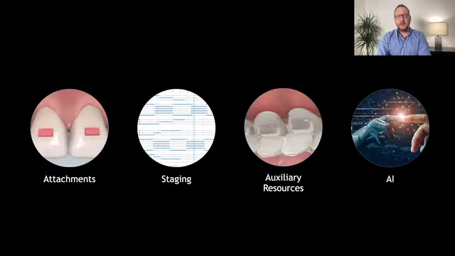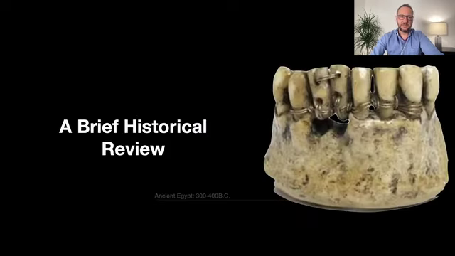So we have basically these 3 biomechanical features that we can add: attachments, staging, and auxiliary resources that we're going to start discussing next webinar. And also the artificial intelligence that can help our intelligence, because this alone cannot do anything. Be sure of that. But today we're going to focus on the first 2, attachments and staging. But it's important, of course.